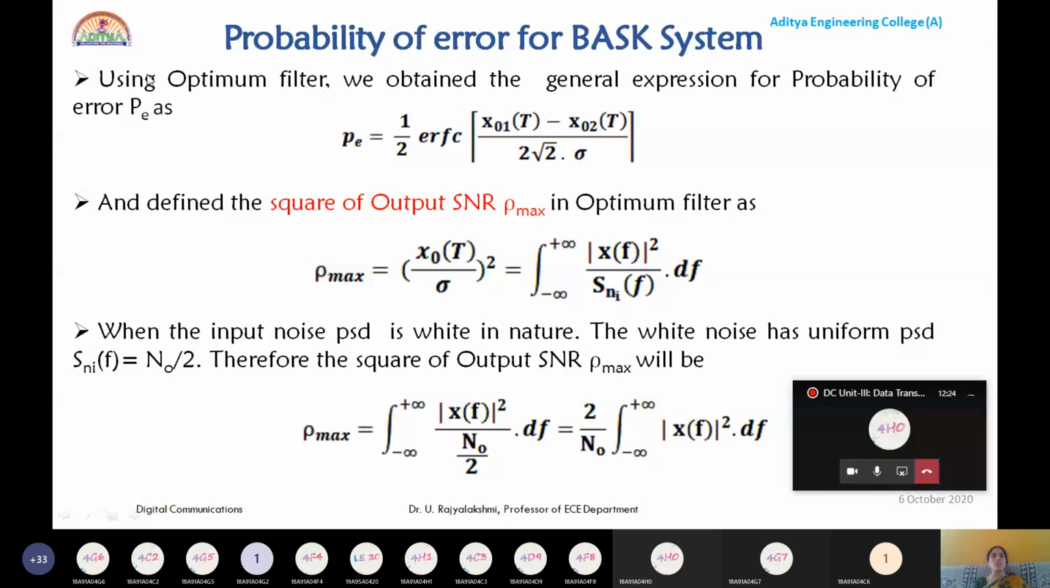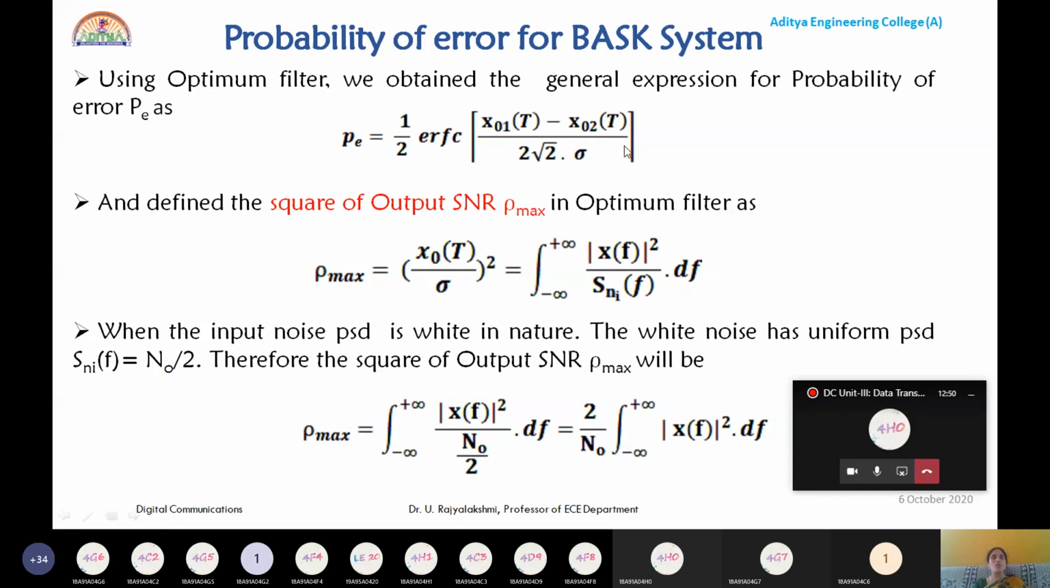What we did first: we took the general expression. Please observe the first equation. The probability of error calculation for the four techniques is almost all the same, and we follow the same procedure. We know that the probability of error is half erfc of (x01(t) minus x02(t)) divided by 2 root 2 sigma. And this is for the optimum filter.